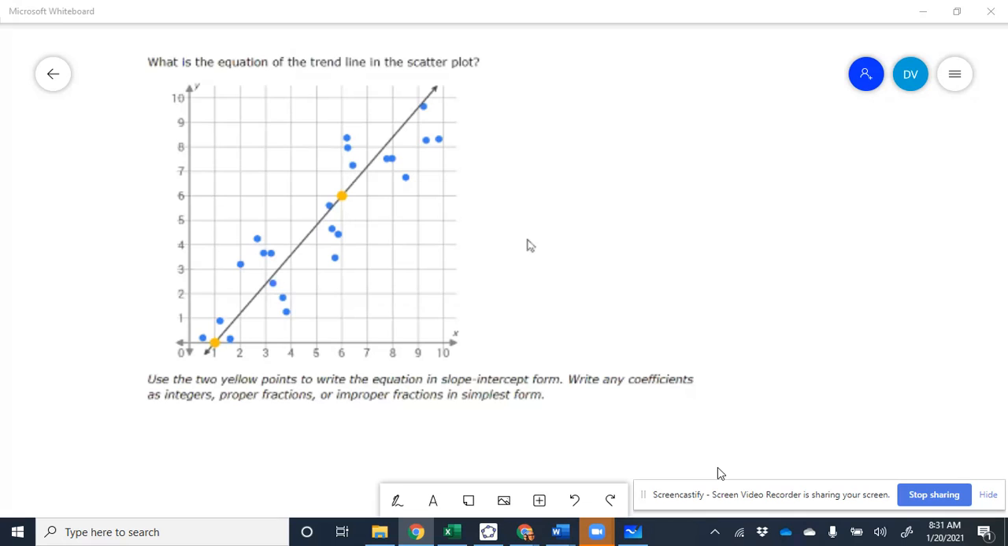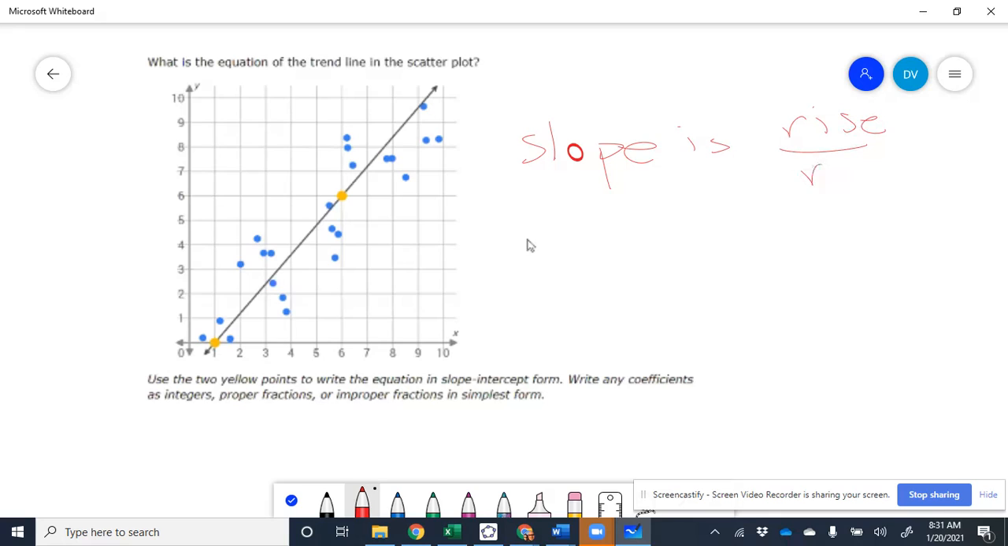Remember that our slope is the rise over the run. Slope is rise over run. And sometimes we can simplify this and sometimes we can't. This is one of the times where we can't. So clearly this line slants upward. And so we want to ask from one yellow point to the other, how much does it go up?